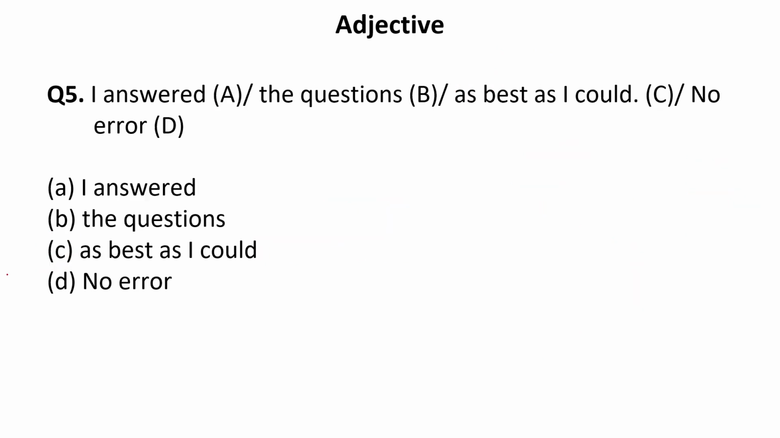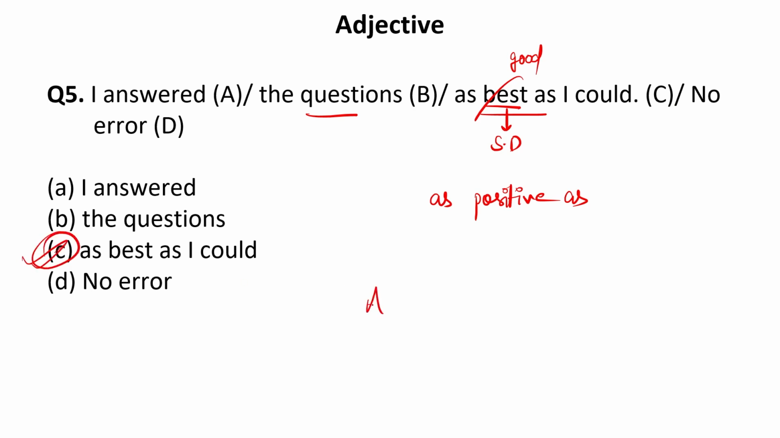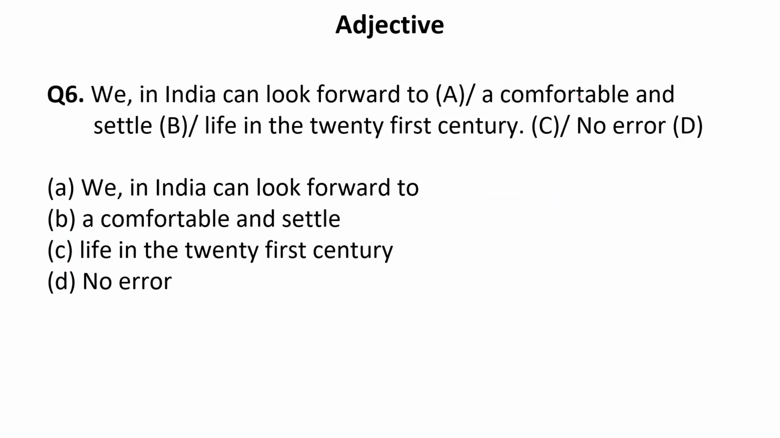Now let us move to the next one. I answered the questions as best as I could. Now, whenever we have as and as a structure, we always use positive degree of adjective and not superlative or comparative degree. Best is a superlative degree of adjective, which is incorrect over here. It should be replaced with good. So we can write the sentence like, I answered the questions as good as I could. Therefore, the error is in part C. So our answer is C. If we need a superlative degree over here, we have to remove this as and as a structure from here.